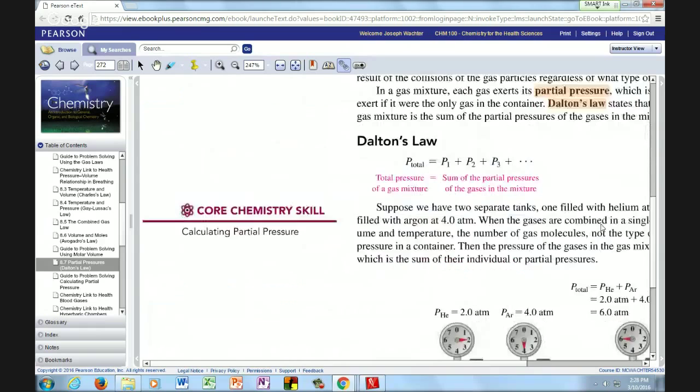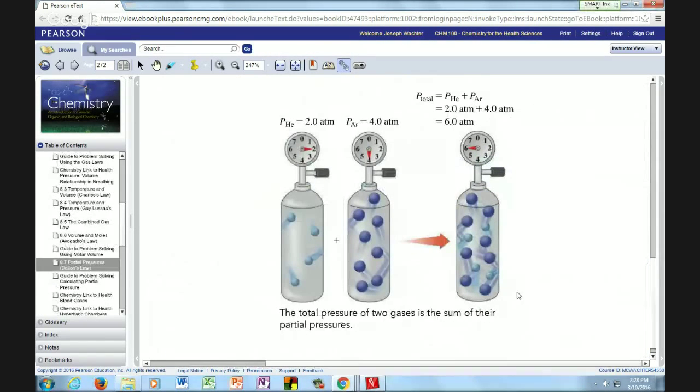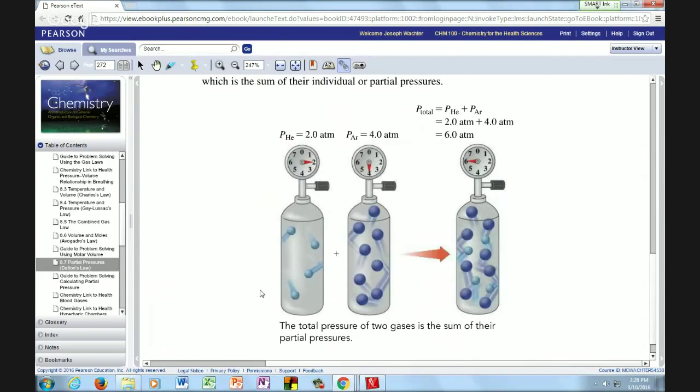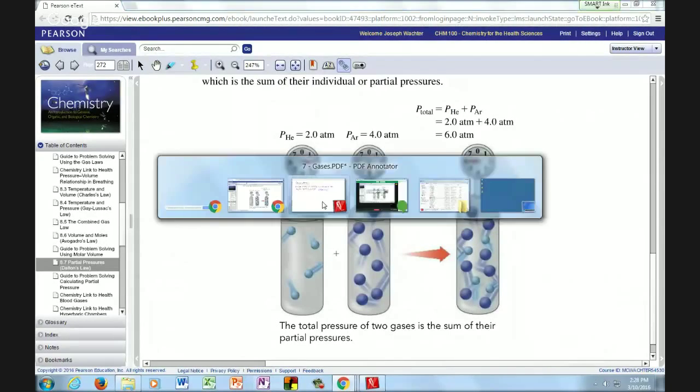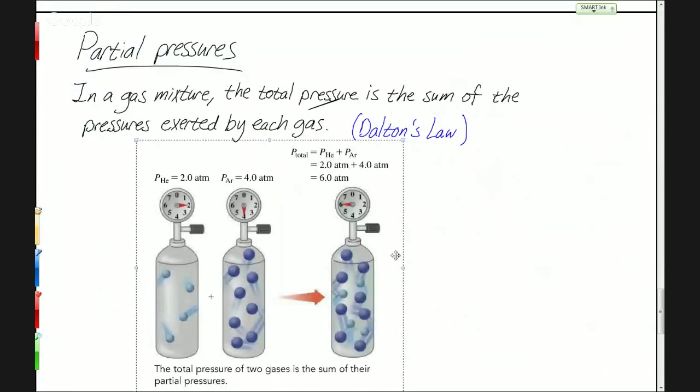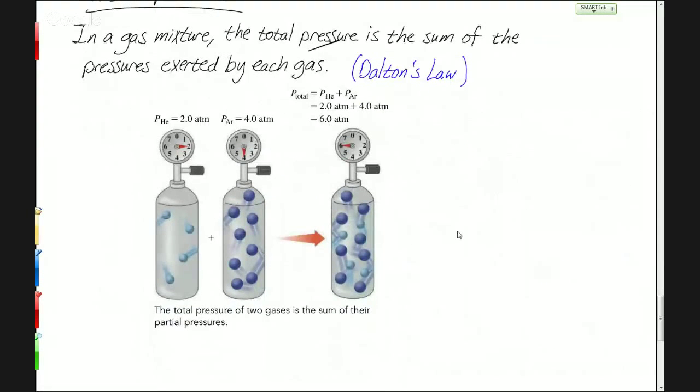Let's look at a picture from the book, I think, that will make it a little more obvious, rather than trying to draw it myself. All right, so take a look at this picture of these gas tanks. I have one gas tank on the left here that's helium, and the pressure of helium in that gas tank is 2 atmospheres. So the helium atoms are bouncing around, they're making 2 atmospheres of pressure. I've got another gas tank that has 4 atmospheres of argon in it.